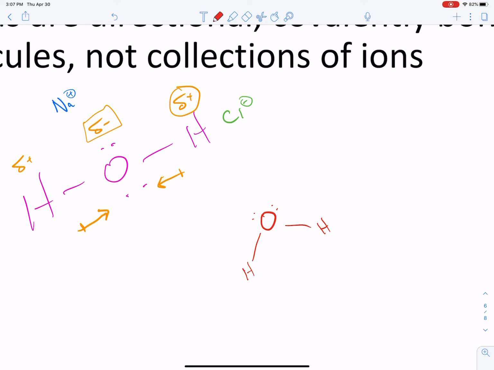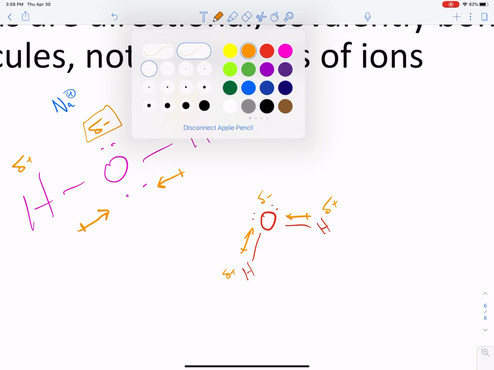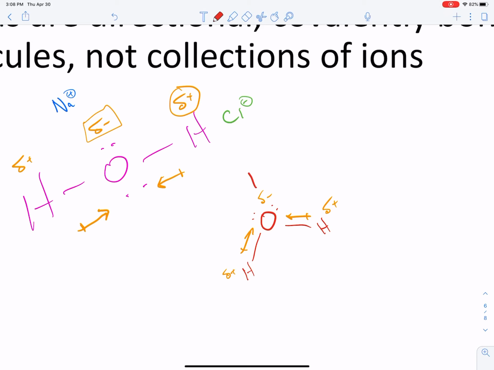And this bent form here allows for something interesting to happen. So you still have this pull toward the oxygen. This is delta plus, this is delta minus, this is delta plus. But now, because they're kind of pulling in the same direction, what we have is a larger pull this way. So the oxygen can kind of pull those hydrogens along.